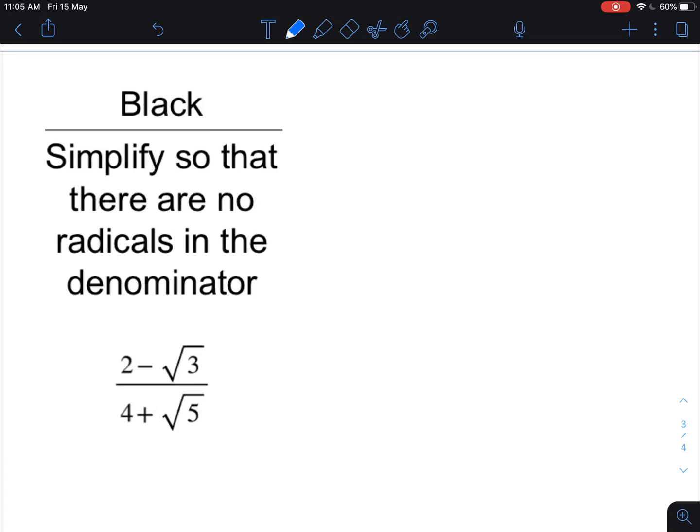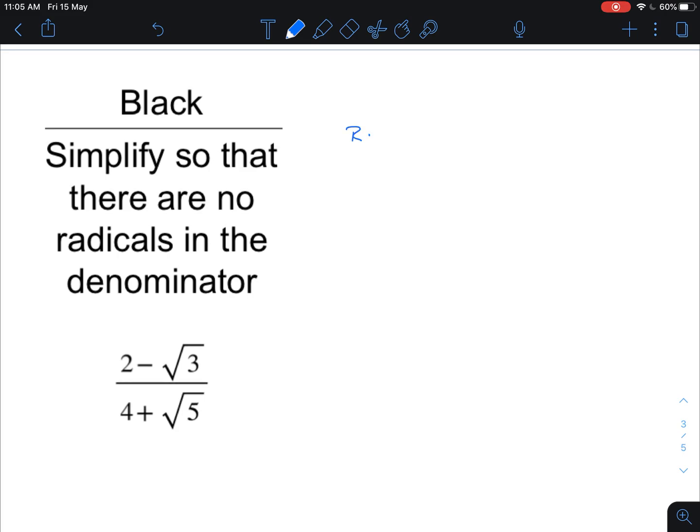Okay, if you chose the black problem, I'm assuming that you've already had some experience working with rational numbers. So what I'm asking you to do here is, when you're trying to get rid of the radicals in the denominator, this is called rationalizing the denominator. In advanced mathematics, a lot of times it's a little bit easier to get radicals always in the numerator just for doing various things. So how do we do that?